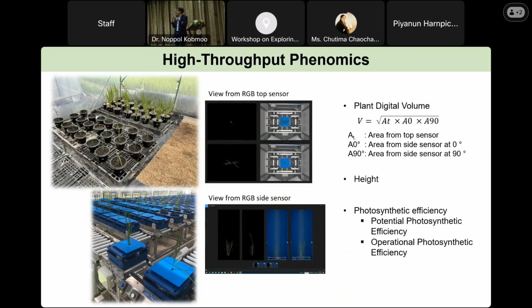And the phenotypes have been evaluated at the NASDA high throughput phenomics facility. So basically, you have cameras around the plant with sensors that take pictures from the top and from the bottom, and from the pictures, it will calculate and give you the digital volume of the plant and the height.